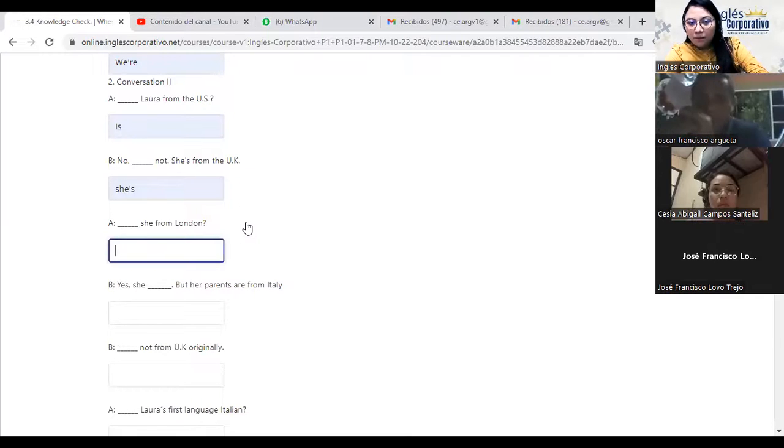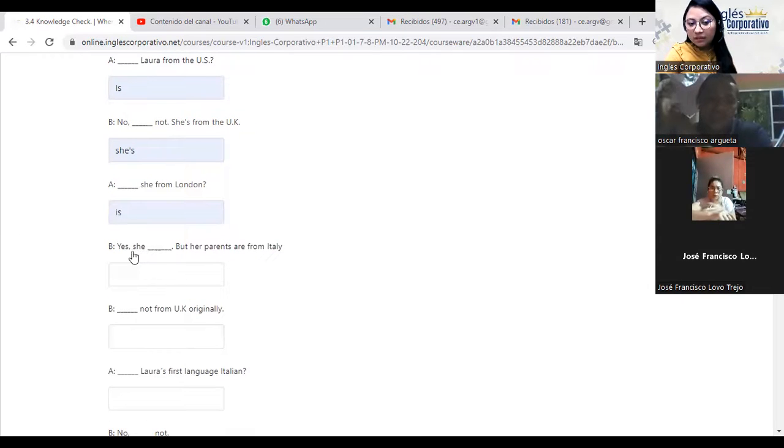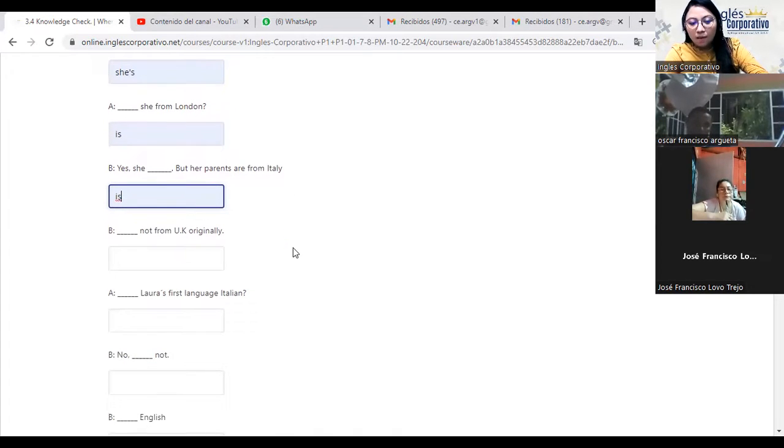But be careful. Again, no le están preguntando a ella, están preguntando sobre ella. Is she from London? What is the correct form of the verb to be? Yes, she is. But her parents are from Italy. This is like extra information. Okay. And then we continue with the same conversation.